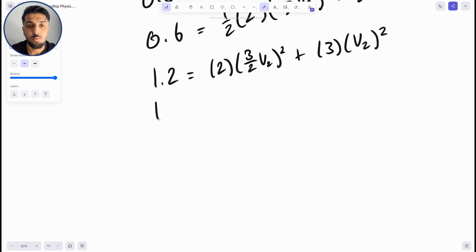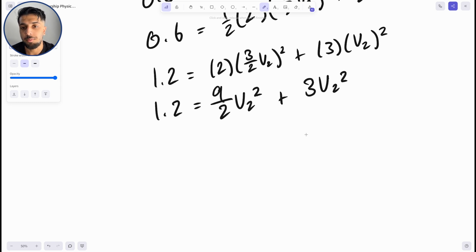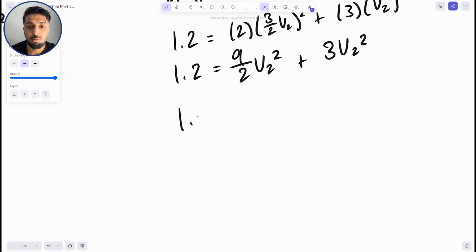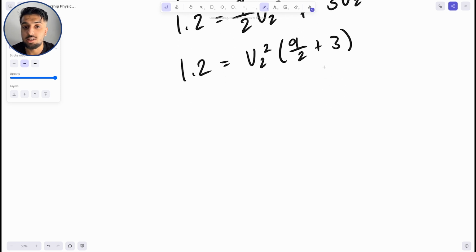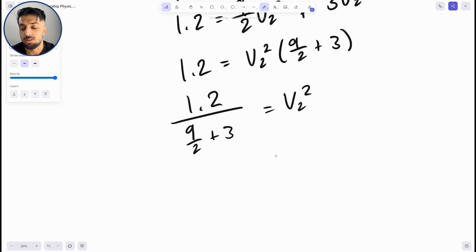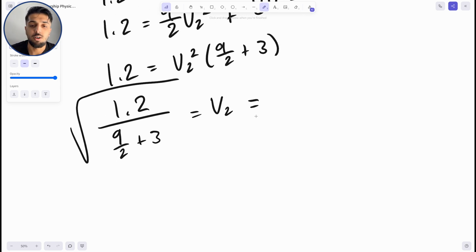Now expanding this out, we get 1.2 is equal to 9 over 2 v2 squared plus 3 v2 squared. Now taking out v2 squared as a common factor, we get 1.2 is equal to v2 squared bracket 9 over 2 plus 3. Now we can divide both sides by this, and we get 1.2 over (9 over 2 plus 3) is equal to v2 squared. Now we can square root both sides, and that gives us a value of v2 of 0.4 meters per second.